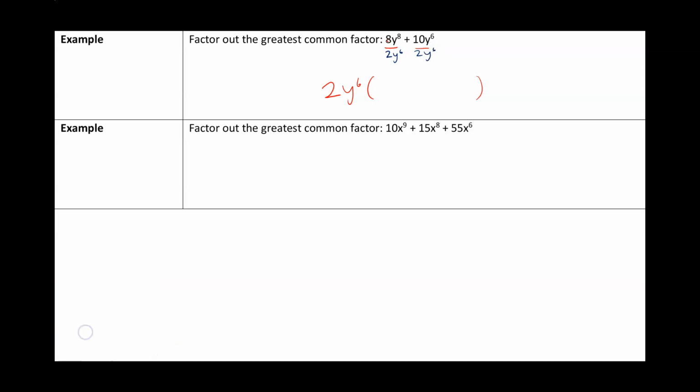So 8 divided by 2 is 4. And then if you divide the same base, we subtract the power. So this gives you 4y squared. And 10 divided by 2 is 5. y to the 6th divided by y to the 6th, they cross out. And this is going to be the final answer.